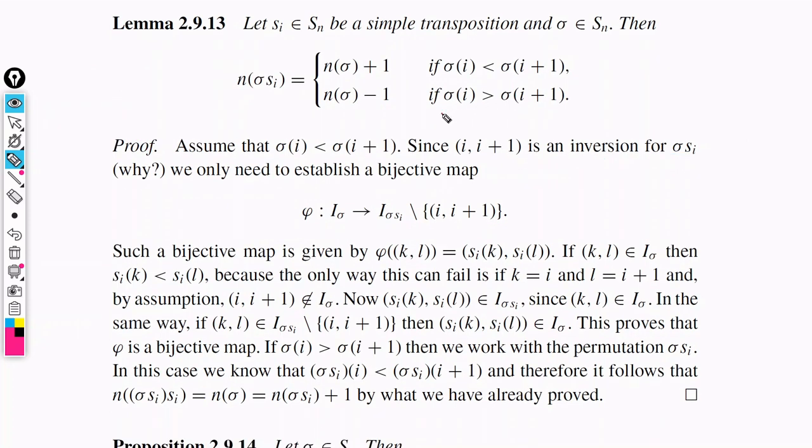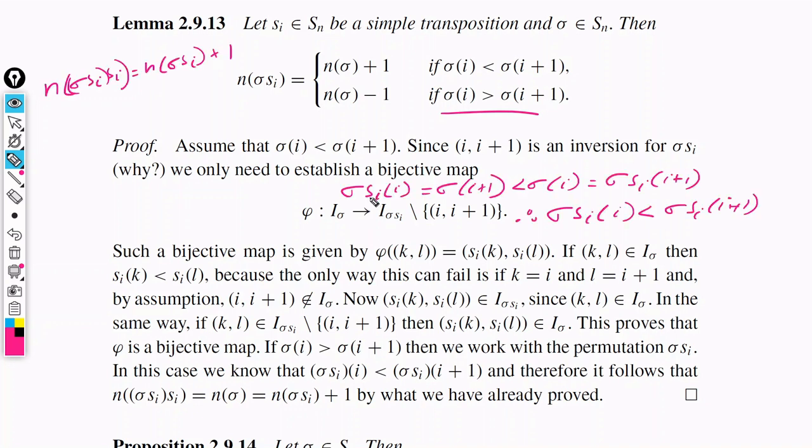So next we assume the case 2, that means sigma i is greater than sigma i+1. We know that s_i of i is equal to i+1. So this is sigma of i+1. And by our assumption, sigma i+1 is less than sigma i. And we can replace this i by s_i of i+1. So the conclusion: sigma s_i of i is less than sigma s_i of i+1.